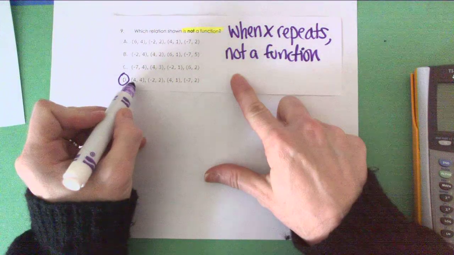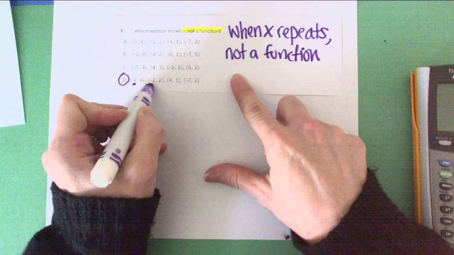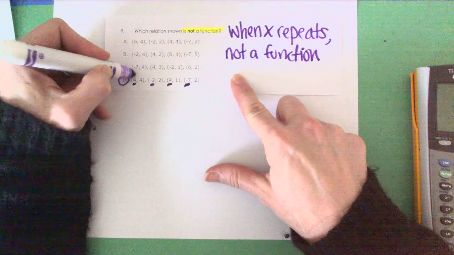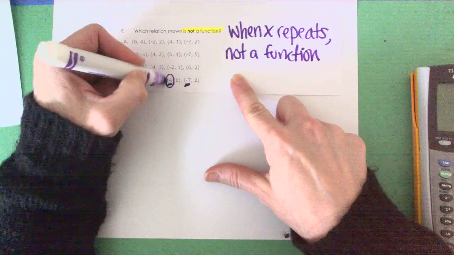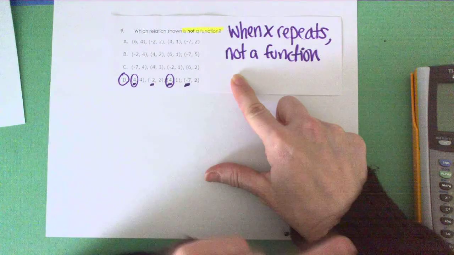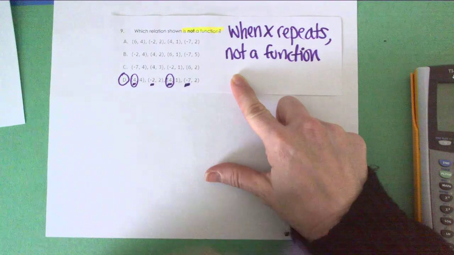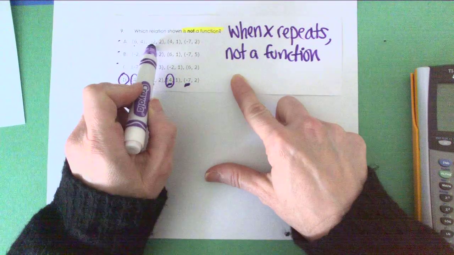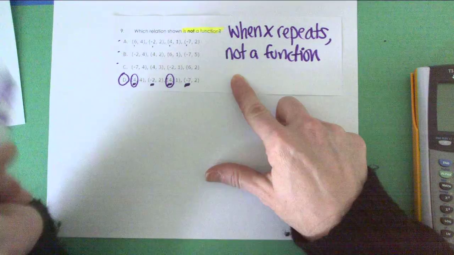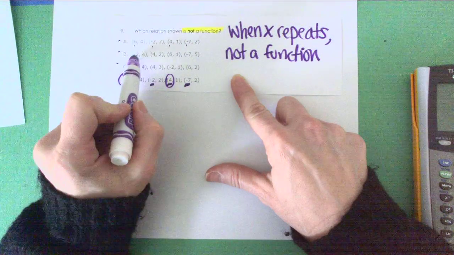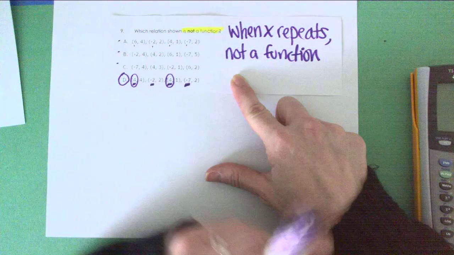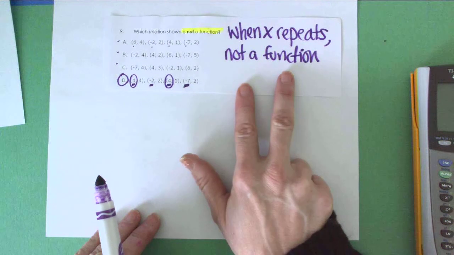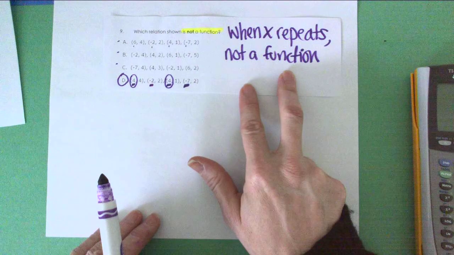If you look at your x's, you have a 4, a -2, a 4, and a -7. Do you see how x equals 4 repeats itself? That's why letter D is not a function. If you look at any of these other letters, they're fine. Look at letter A. You have a 6, a -2, a 4, and a -7, all unique. Letter B, you've got a -2, a 4, a 6, -7, no repeaters. And the same thing happens in letter C. D is the only one that's got a repeat x offender, so that is not a function.